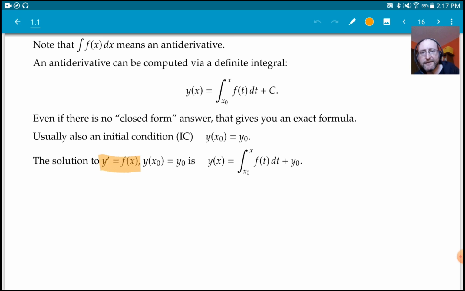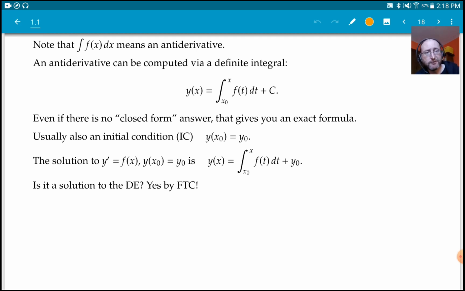So if I have this general form of these sorts of differential equations, well, this is what the solution is, right? That's the particular solution to this equation with this initial condition. Now, why does it work? Well, is it a solution? Yes, by the fundamental theorem of calculus, it's a perfectly good solution, right?